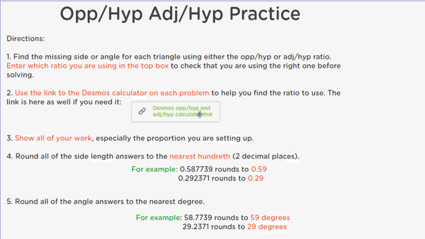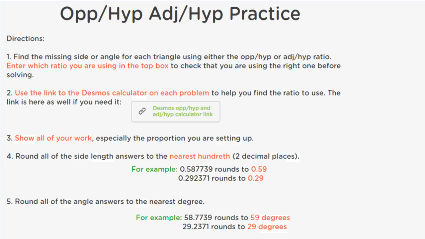Make sure you're showing all of your evidence, the proportions that you're using, the steps you're doing to undo the proportion to solve for the variable, whether it's the side or the angle. And then it asks you to round to the nearest hundredth for the side lengths and the nearest degree for the angle. We gave you a couple of examples about your rounding below.